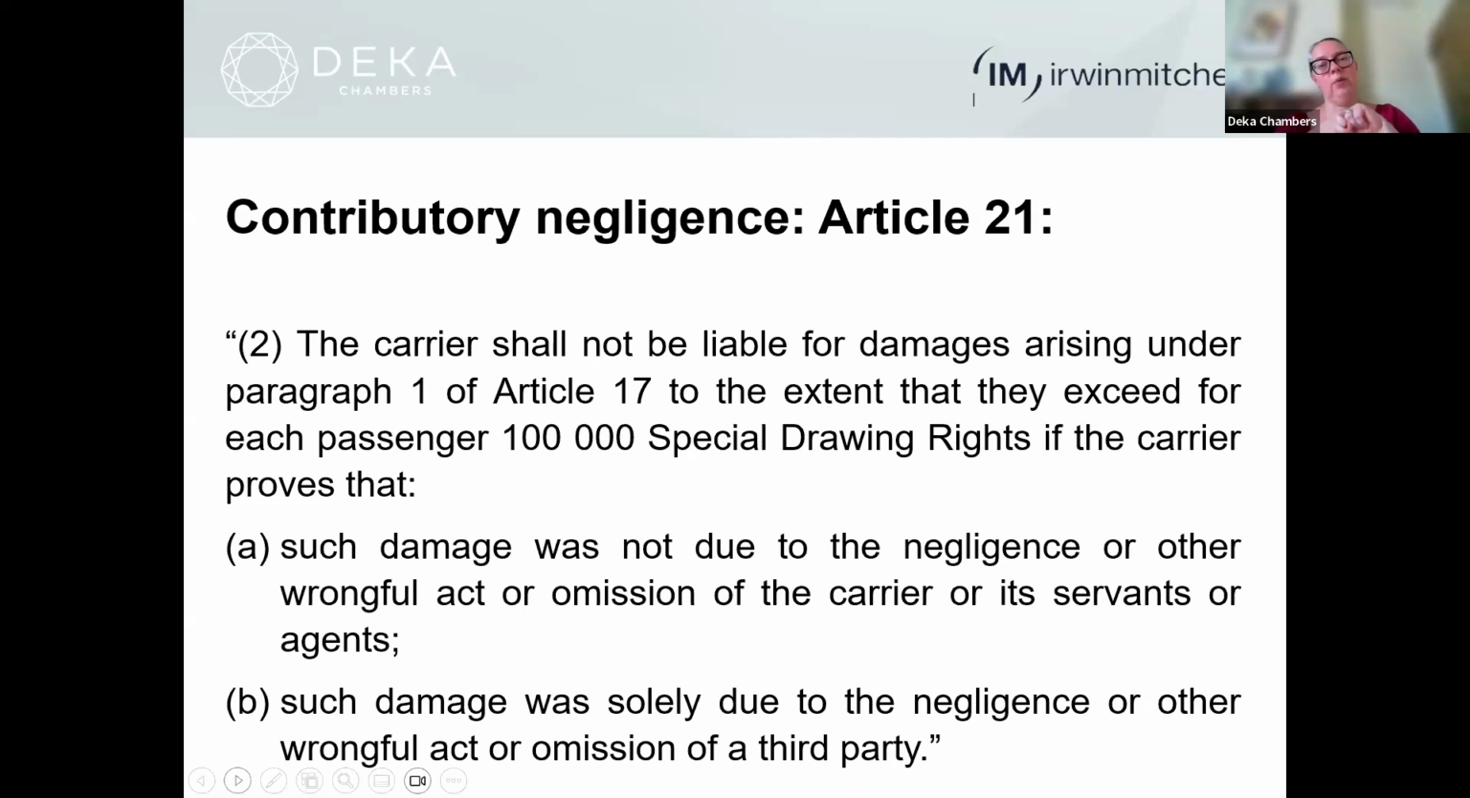First of all, if it proves that the claimant has contributed or is wholly responsible for the damage, then it reduces the claimant's damages figure by whatever that contribution is. Secondly, under Article 21, it's going to be liable up to the limit of about £120,000. But above that, it's not going to be liable if it shows that the damage was not due to its negligence or that it was solely due to the negligence of another party. But there's a tension there.